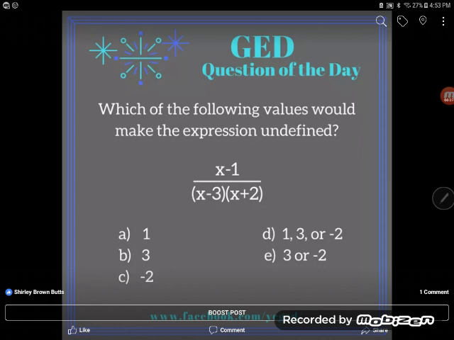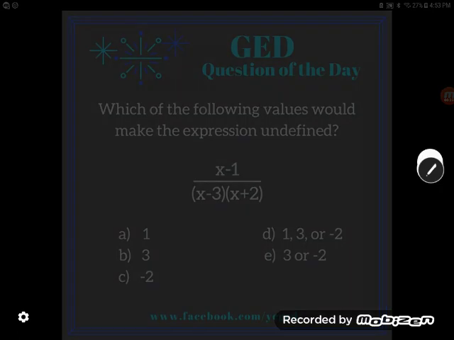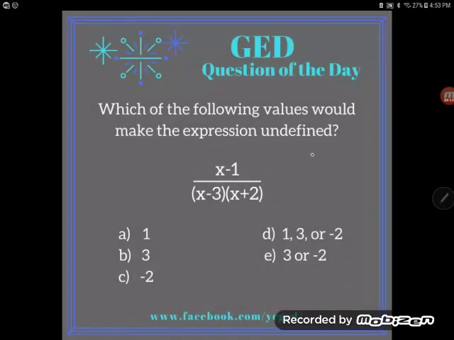And one of the kinds of problems that you could see on the no calculator section of the math test are undefined expression problems. There's a couple different types, but we'll look at one of those types today. So let's take a look and read this question.